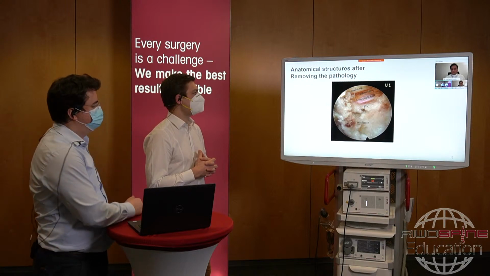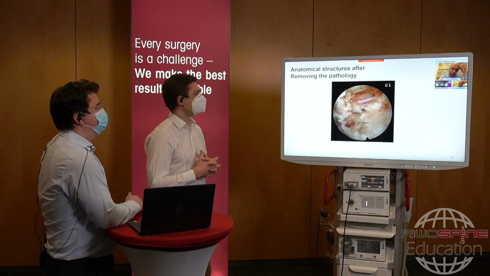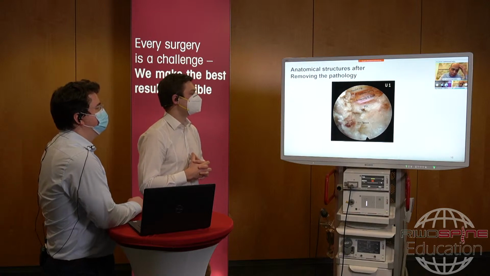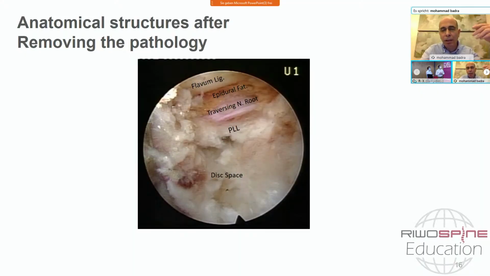I mean, I always go for the pathology. If I'm able to remove the pathology without cutting the PLL, I don't have to cut the PLL. So it depends on the location of the disc herniation. I don't have to cut the PLL all the time. If I put my needle at the appropriate location and remove the herniated disc fragment, I'm done. I don't have to see the nerve root all the time. If I've removed the pathology, I'm satisfied.